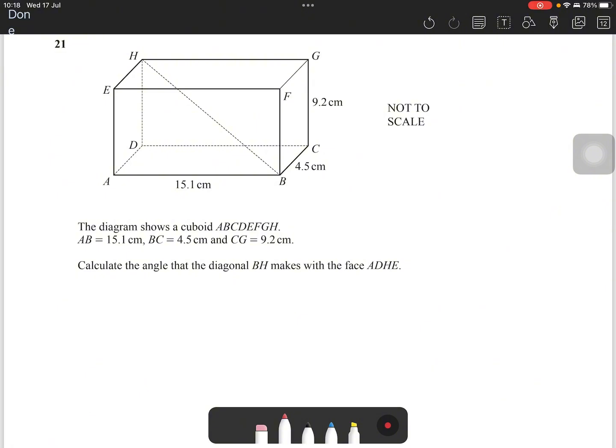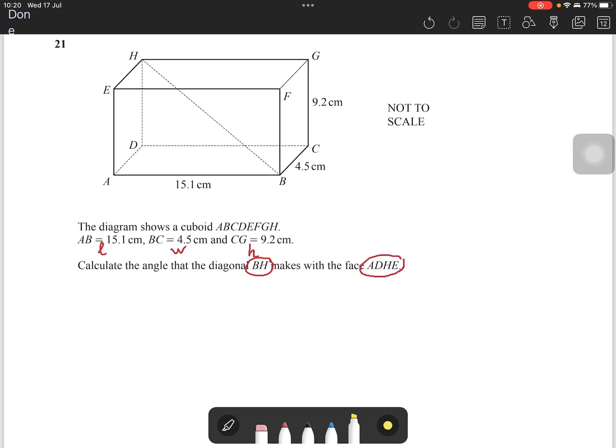Question 21. The diagram shows a cuboid ABCDEFGH. AB is equal to 15.1 centimeters, BC equals 4.5 centimeters, and CG is 9.2 centimeters. They are like the length, the width, and the height of the cuboid. Now calculate the angle that the diagonal BH makes with the face ADHE. BH is a diagonal, and the face ADHE is the left face.